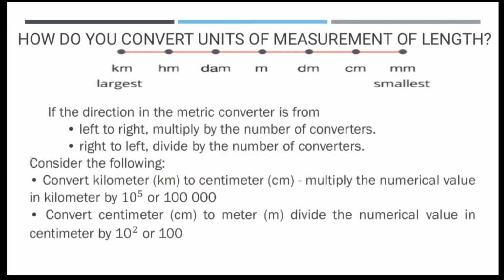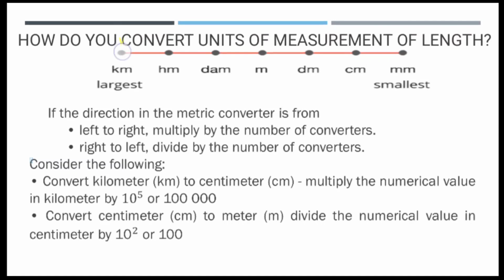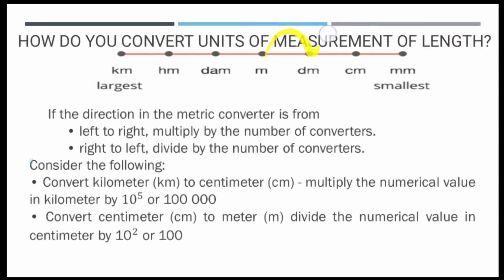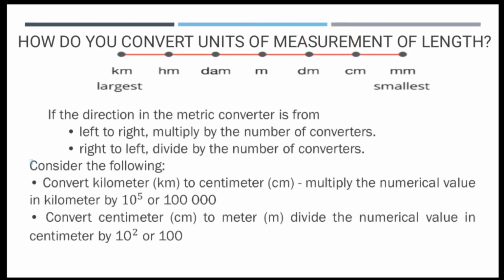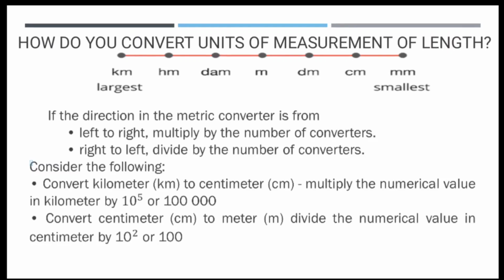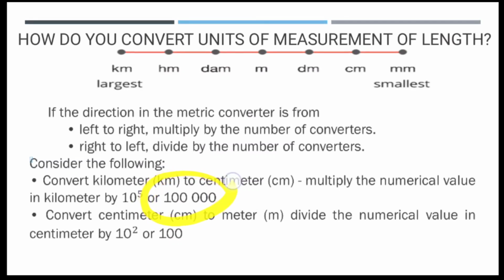Why? Because, okay, from kilometer to centimeter, so from here to centimeter, 1, 2, 3, 4, 5. Okay, so 5. Therefore, the number of zeros would be 5, and that is 100,000. We have to multiply the given by 100,000 because 100,000 has 5 zeros.